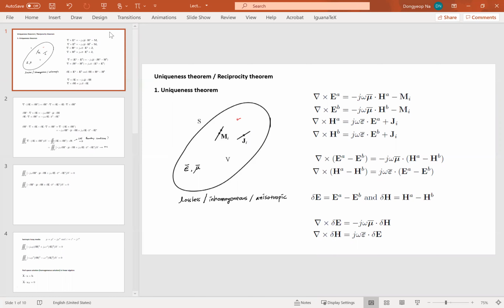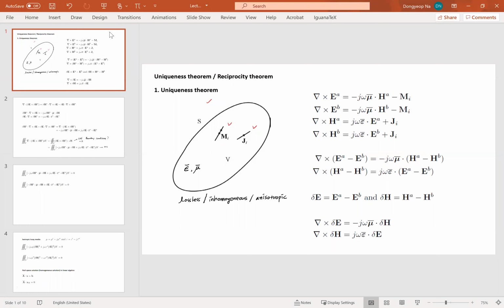So the situation here, if you look at this figure: inside this volume of interest, we apply a magnetic current source or an electric current source, denoted by MI and JI. The medium is assumed to be lossless, inhomogeneous, and anisotropic. That's why the notation is a tensor. You can simply think of a tensor here as a rank two matrix, just a 3x3 matrix, because this vector is a 3x1 column vector.